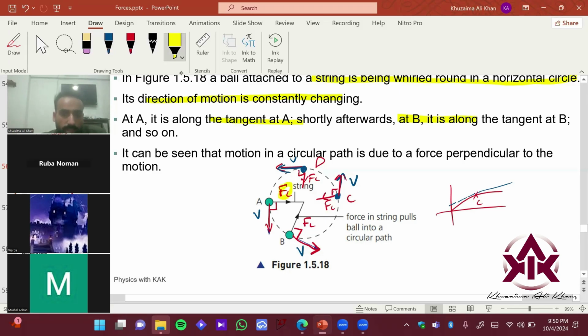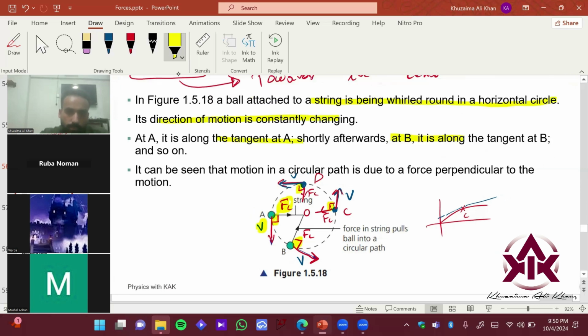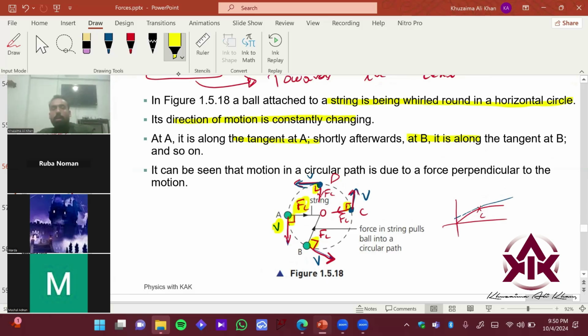And if you see this particular force, the centripetal force, that is always towards the center. What is the center over here? That is center O, okay? And if you see this force and if you see the direction of speed or motion, they're always perpendicular. They're always perpendicular. Okay, just keep this point in mind. Does that make sense? Yeah. Okay.